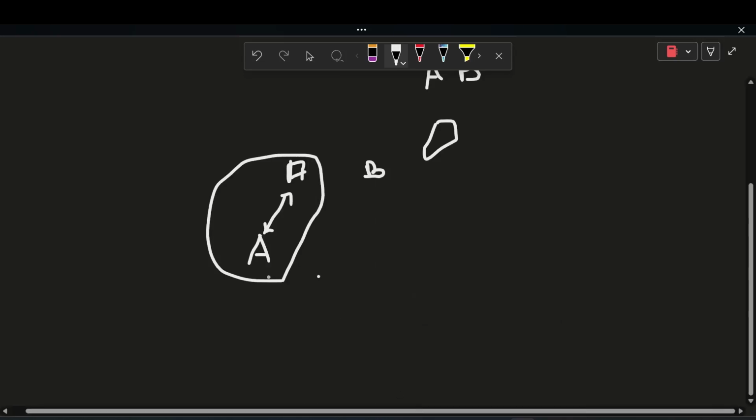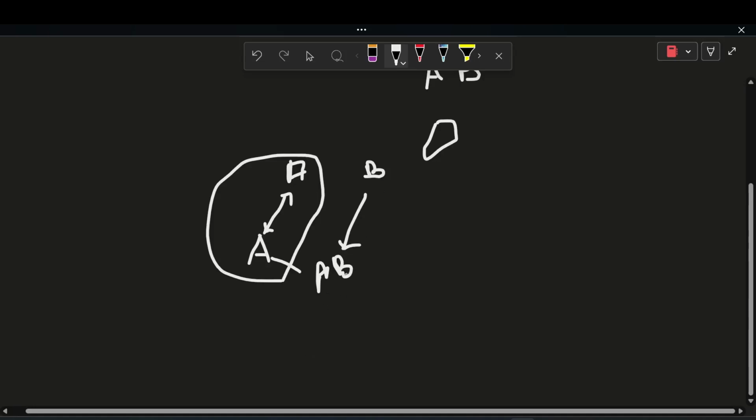If there would have been another AB, then this would look like this. Since this is not bidirectional, we can't count this as one chain. So one of the chains would have been of length 3 and another one would have been of length 2.